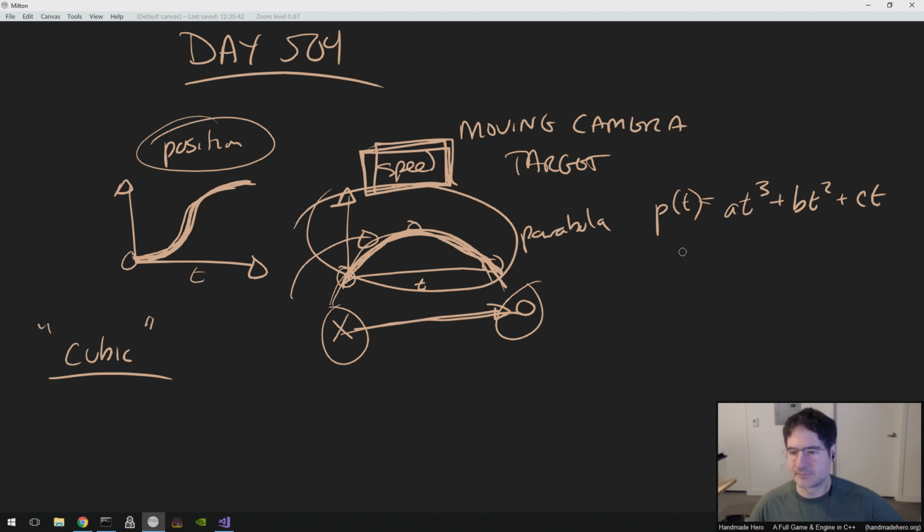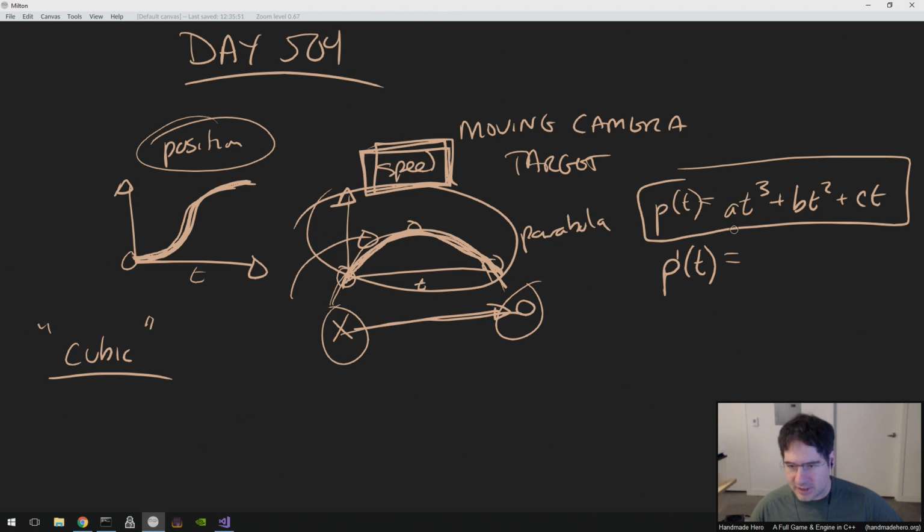That's p(t). So if we take the derivative of it, if we say what's the speed of this equation, then we're going to get a second order equation, right? If you take the derivative of a third degree polynomial, you get a second degree one, right? So you get 3at^2 plus 2bt plus c as our speed, right?